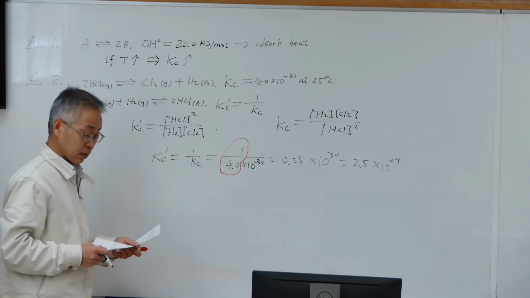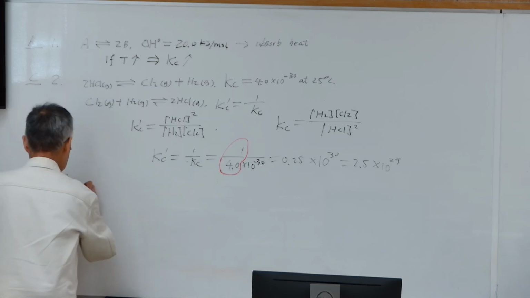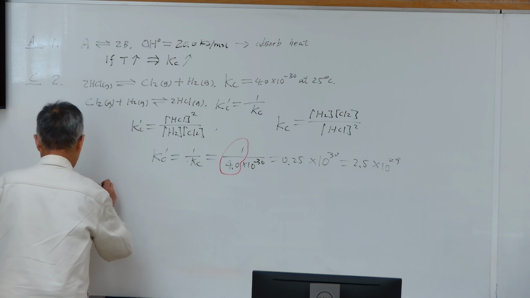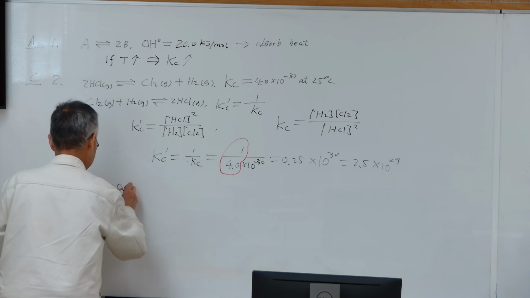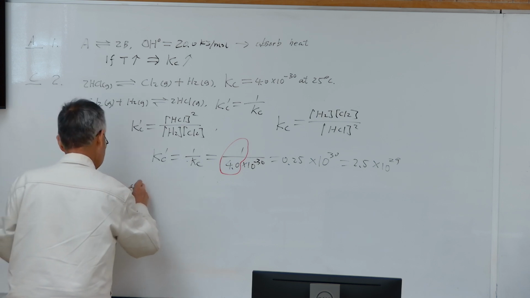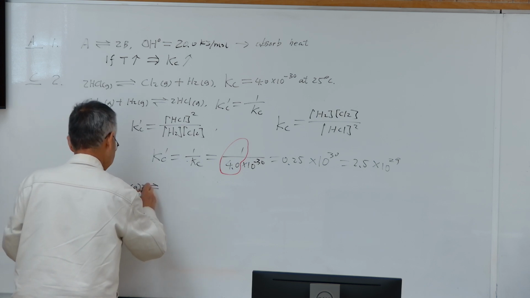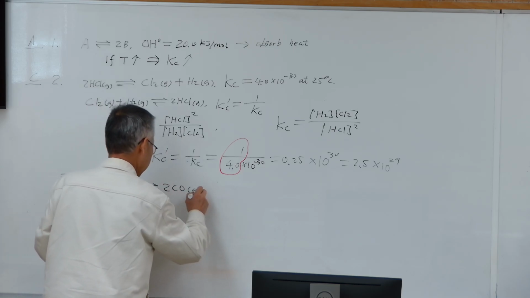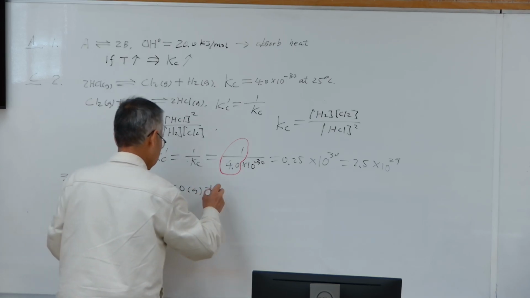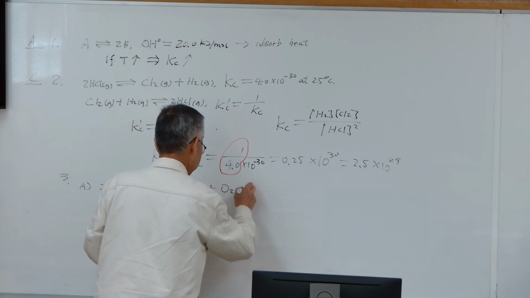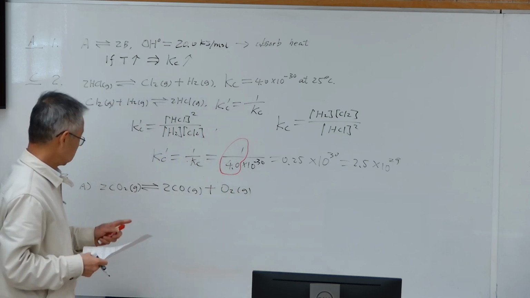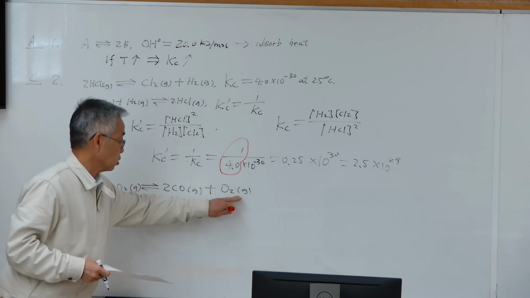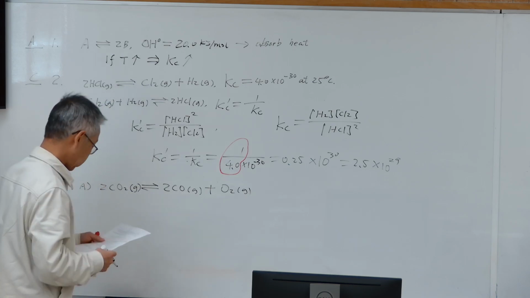Even though I reminded everybody, we still have some students who didn't get it. Like A, this reaction is a gas reaction, and a couple of students wrote no Kp. This is all gas, including reactant and product. All gas, how can it be no Kp? This definitely has Kp, right? Reactant is gas, products are also gas. Of course, we have Kp.